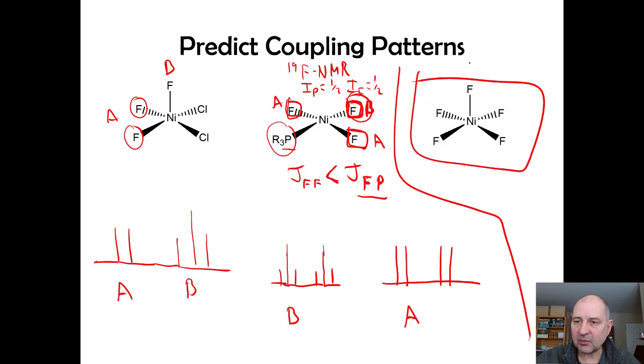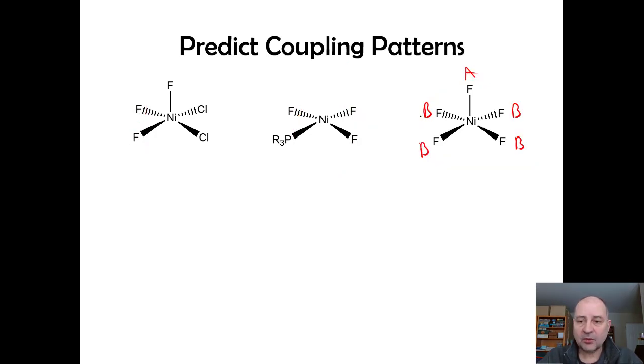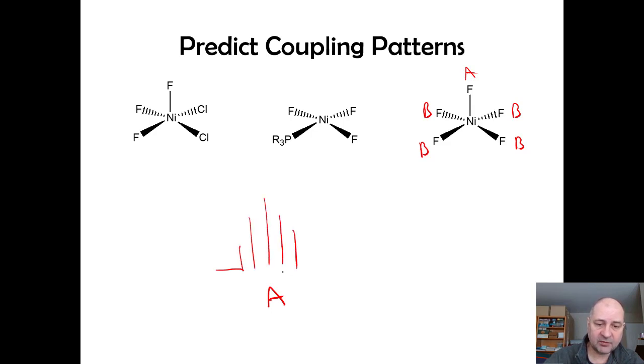This last one here, let's say A, and then B, B, B, B. Let me do some magic. So here we have two signals. A is going to be split by 4 other nuclei into a pentet: 2, 3, 4, 5. And then B is just going to be a doublet.